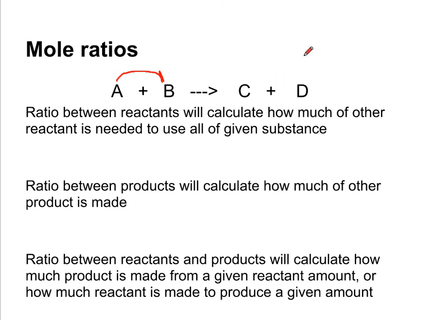We could also do it between products. We could do the mole ratio between C and D. If we know how much of product C is formed, we do the mole ratio between C and D to find out how much product D will be formed in that same reaction.